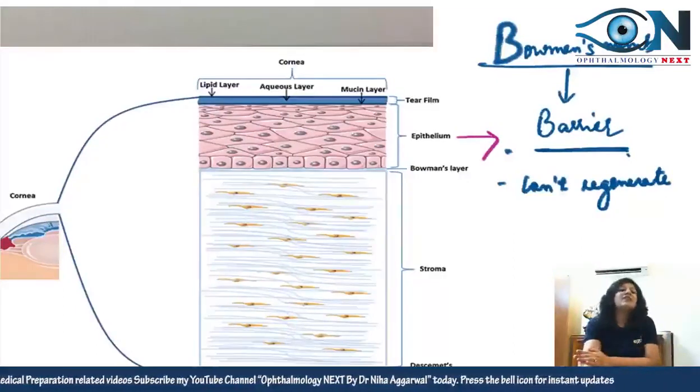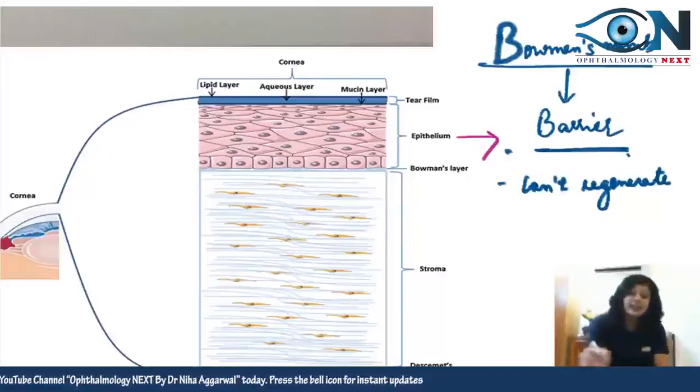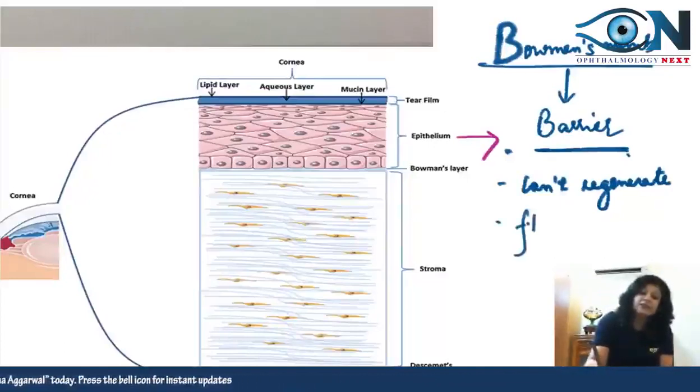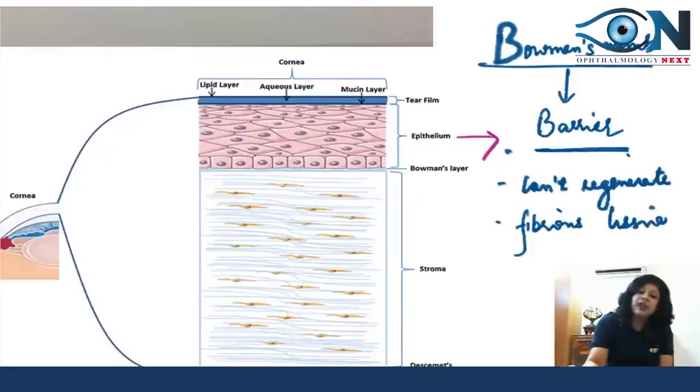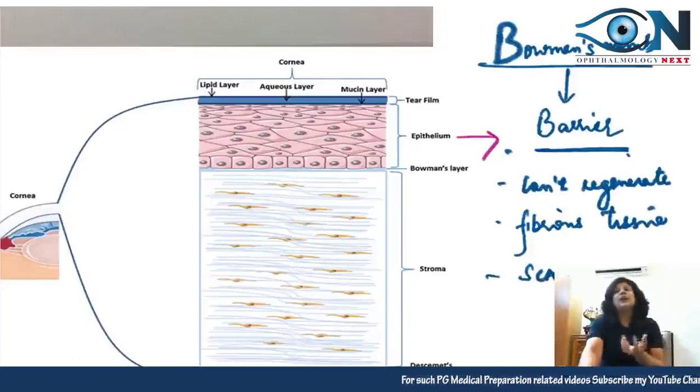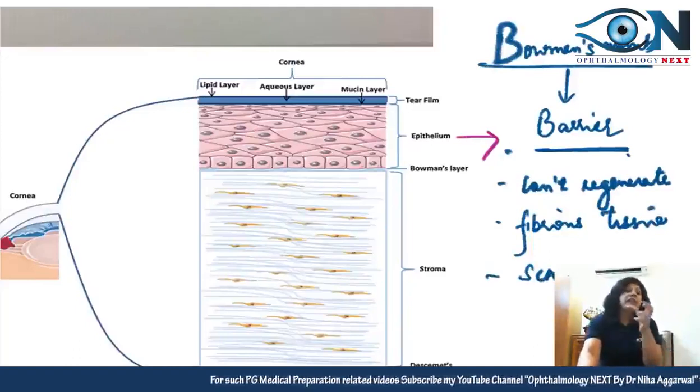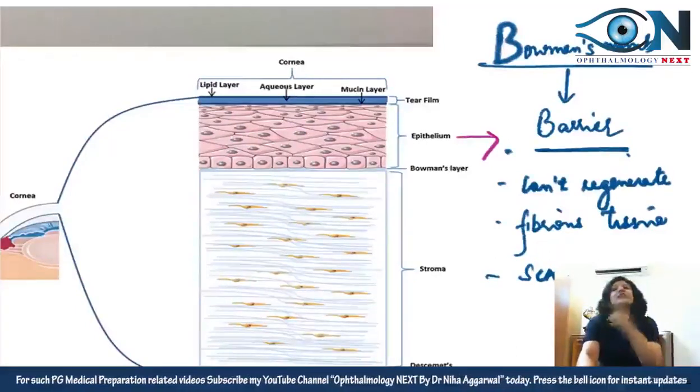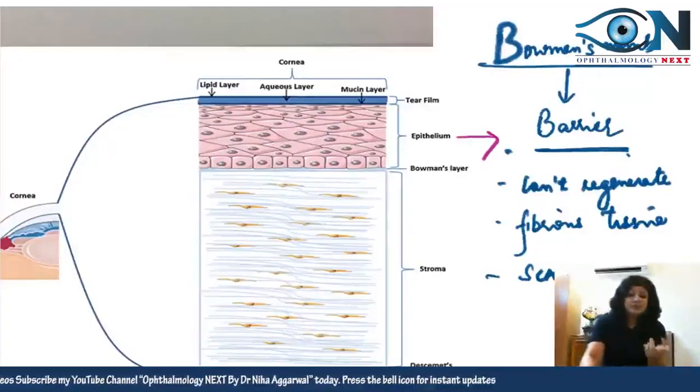So a thing which is not regenerating, how will it heal? It is healing by the fibrous tissue. So it is making the fibrous tissue, that means you will have the scarring. So basically whenever you have scarring in the cornea, we are having the opacification. It is due to the defect in the Bowman's membrane, right?